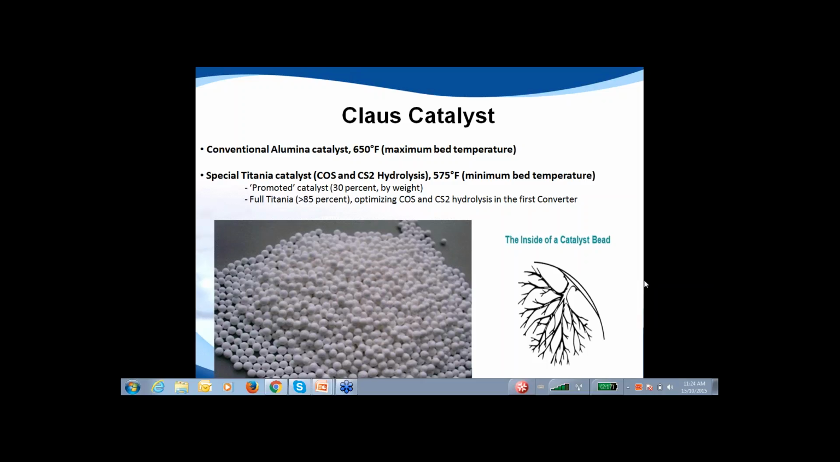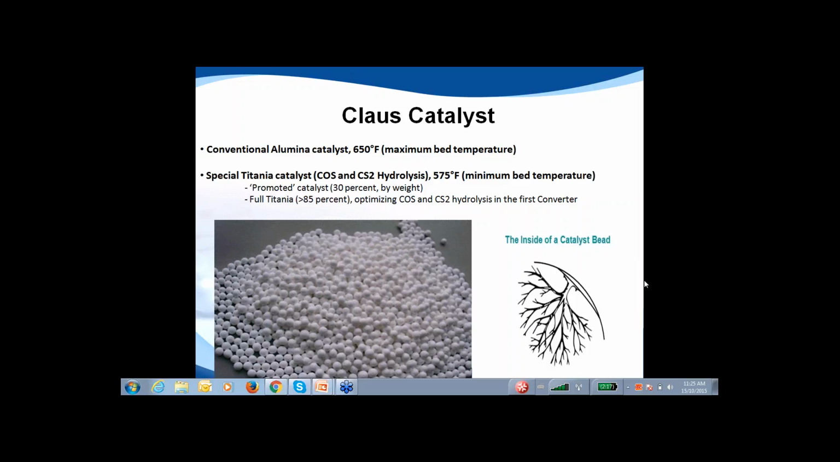Here we have a picture of alumina catalyst, and to the right we have a depiction of what it might look like inside, the internal structure of our catalyst. We see the pores. We see that since the reaction takes place inside of our catalyst beads, there is a lot of available surface area for the reaction to take place.